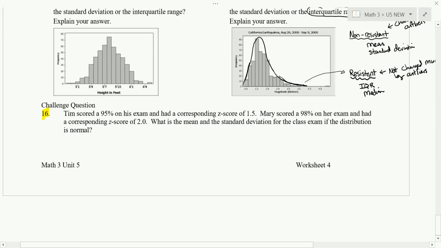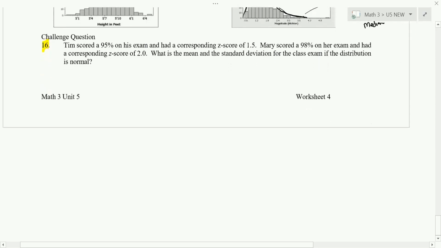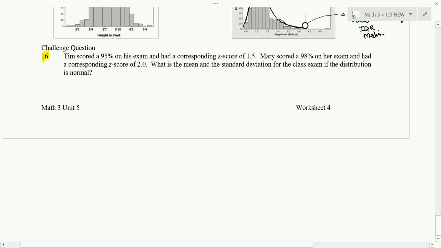Lastly, I'm going to do the challenge question with you. We have Tim, who scored a 95% on his exam and had a corresponding z-score of 1.5. Mary scored a 98% on her exam and had a corresponding z-score of 2. What is the mean and standard deviation for the class exam if the distribution is normal? So I'm going to draw a picture here. Here's our normal distribution.